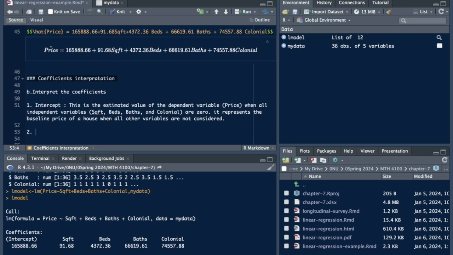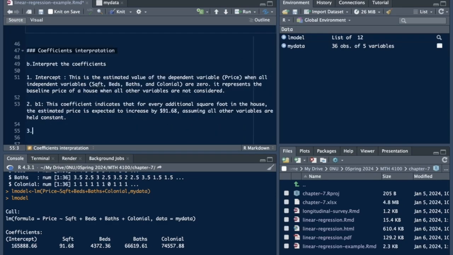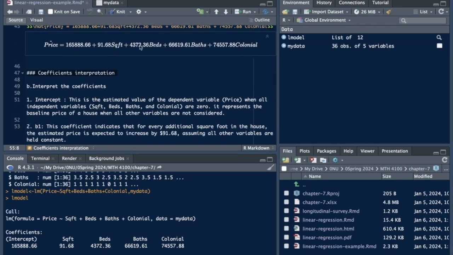Okay, so this is the square foot. This is the B1, sorry. What about B2? Where is B2? B2 is 4,372. For each additional bedroom in the house, the associated increase in the price is going to be $4,372. So each additional bedroom in the house is always associated with an estimated increase in the price of $4,372. Again, we have to continue: assuming all other variables are constant, right?